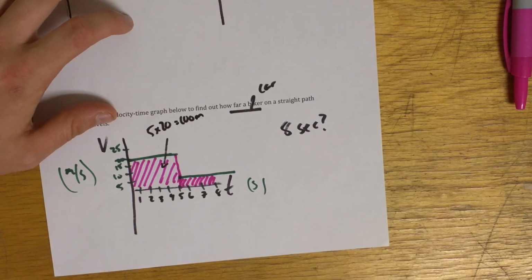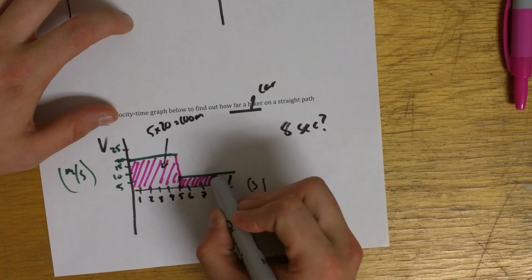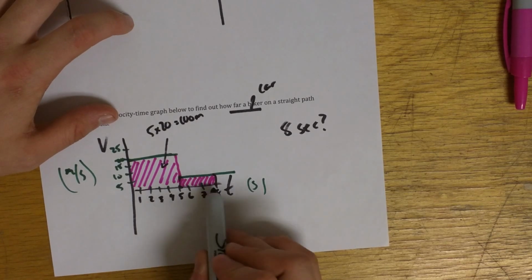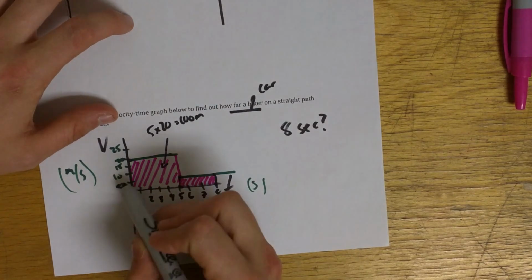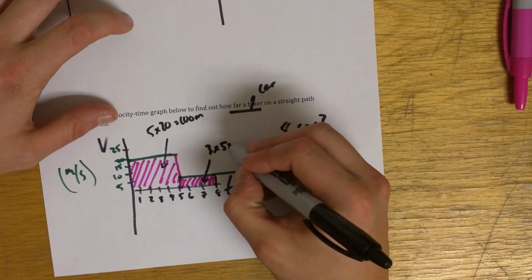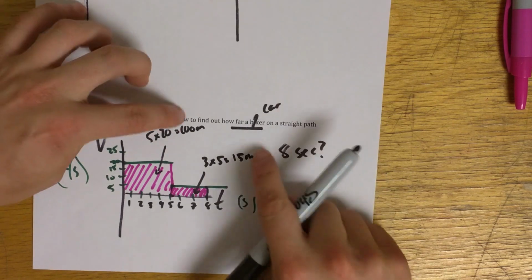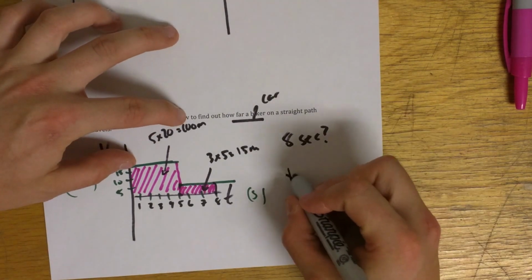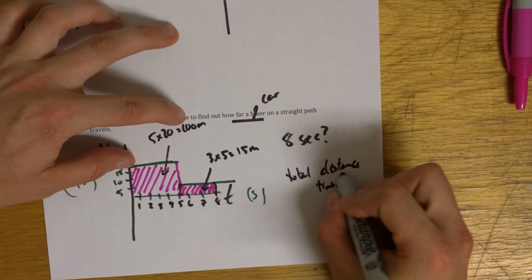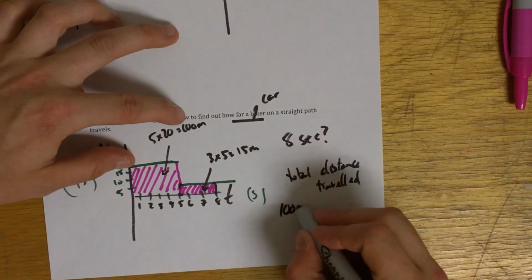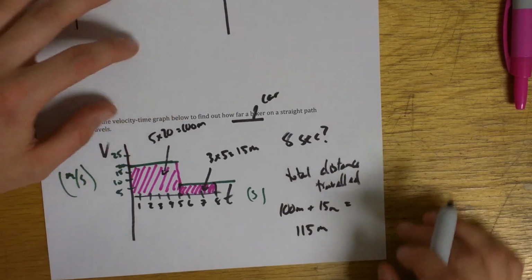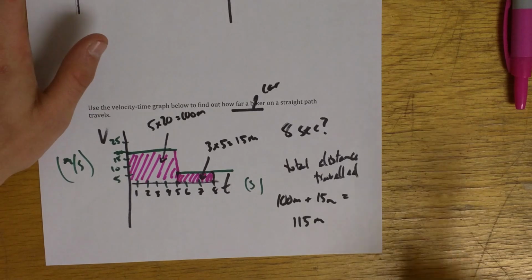Distance is measured in meters. And then this box here, which is 3 units long, 5 units high. Remember, we're looking at the y-axis here to figure that out. 3 times 5 is 15 meters. Now we can just add these together. So total distance traveled by the car is going to be 100 meters plus 15 meters, which is 115 meters. We are done with CVPM.